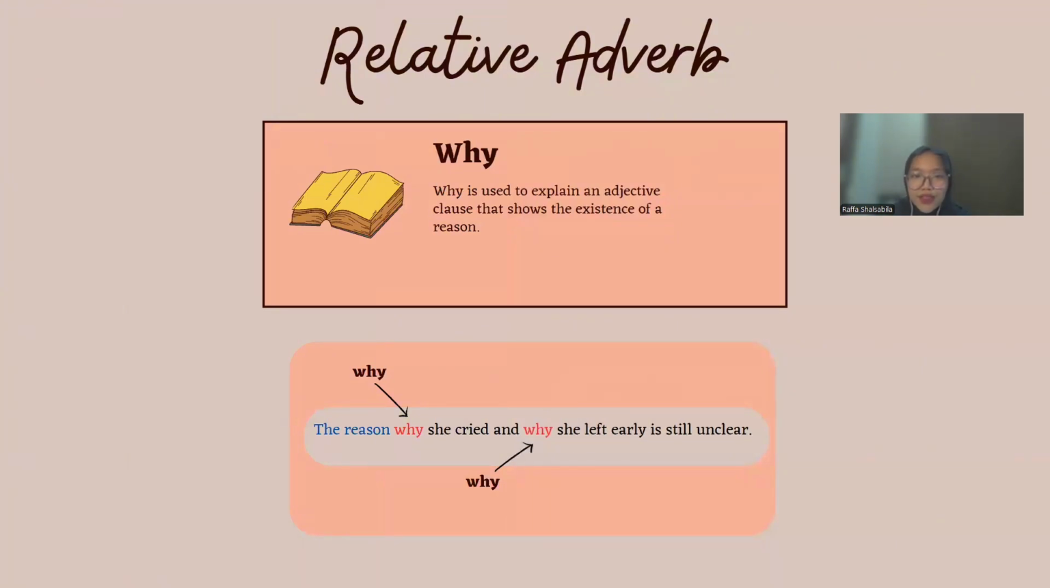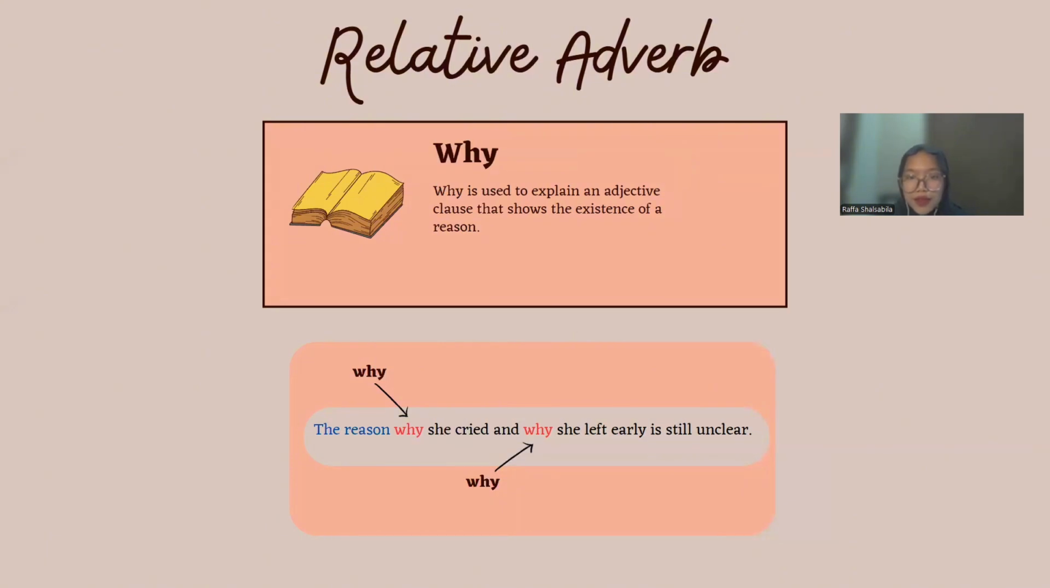Why. Why is used to explain an adjective clause that shows the existence of a reason. For example, the reason why she cried and why she left early is still unclear. Why here is a relative adverb that describes the reason. The main clause is the reason is still unclear. There are two clauses that explain the noun the reason. Why she cried explains that the reason has to do with her crying. Why she left early explains that the reason relates to her leaving early. Both clauses are joined by and.